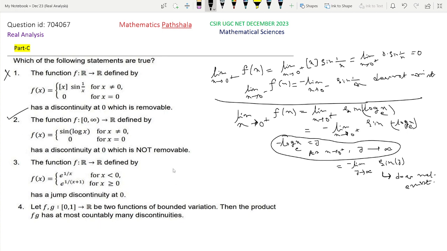Now look at option 3. The function f from R to R defined by this has a jump discontinuity at 0. So for this we have to again calculate the limit as x tends to 0 minus of f(x).